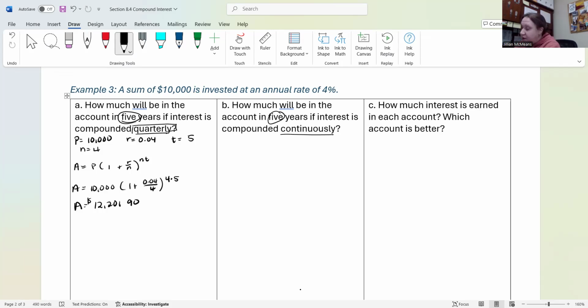So we still have 5 years, we still have 4%, we still have $10,000. So P is still 10,000, R is 0.04, T is 5. And remember, the formula here is PERT. This is the PERT formula: A equals P times E to the RT power. So we would get 10,000 times E, and we would raise it to the R times T power, so 0.04 times 5, okay?